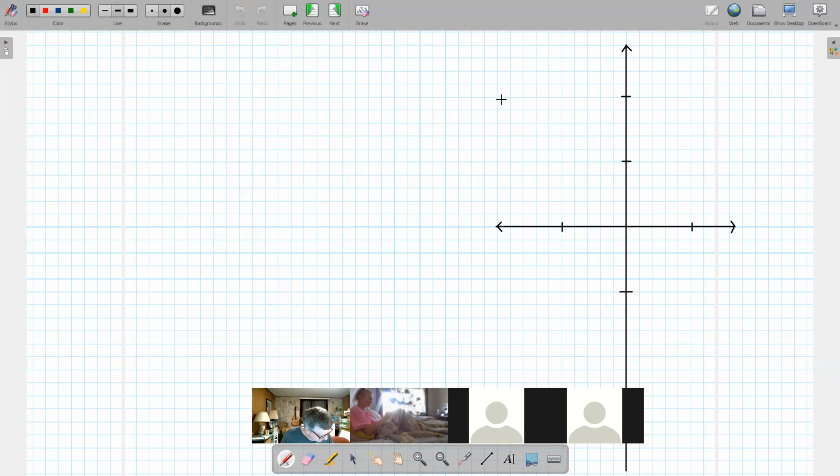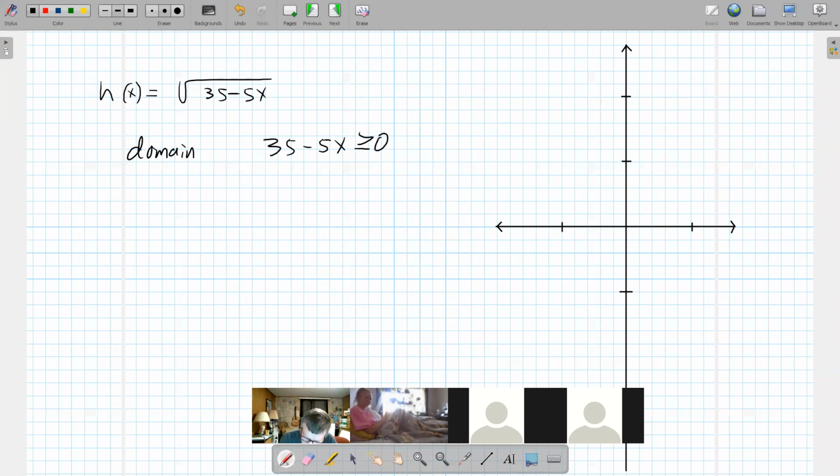Next example. h of x equals the square root of 35 minus 5x. Question says, what is the domain? All right, I'm taking a square root, so the domain would be by taking the radicand and making it greater than or equal to 0. Solve it for x. Well, I'm going to subtract 35 from both sides. Negative 5x greater than or equal to negative 35. I'm going to divide by negative 5.